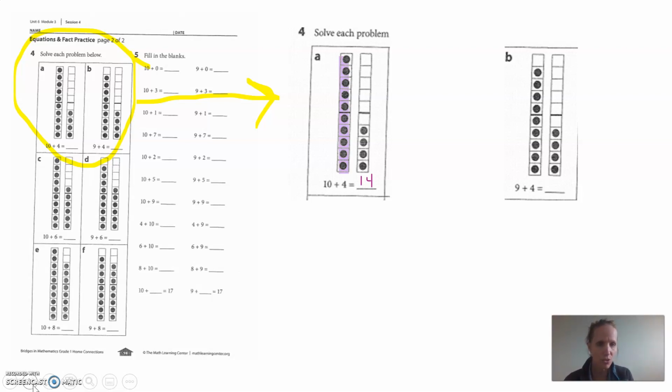If we're going to think in groups of 10, you're going to have one of those dots move over. So you can do your quick math. So 9 plus 4 is the same as 10 plus 3.